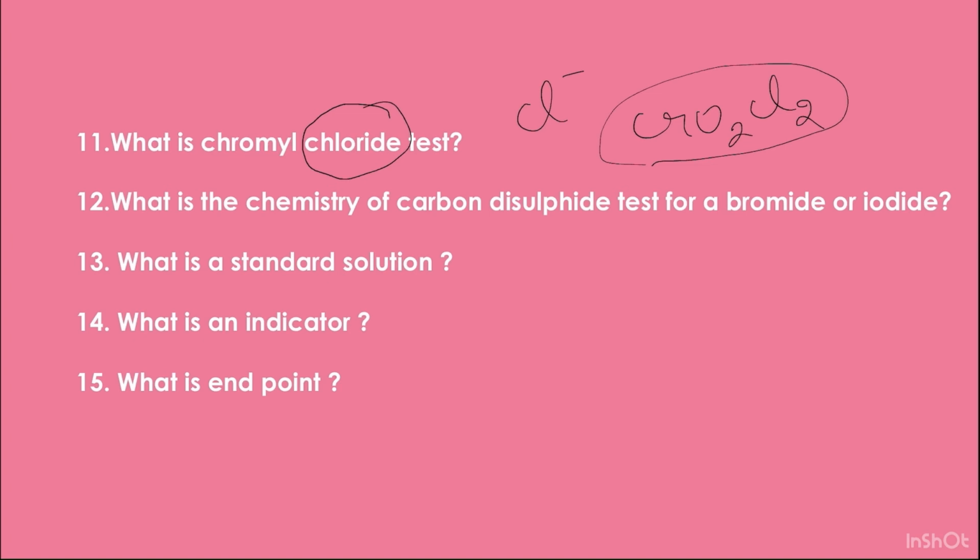This particular test is done for chloride. You should know the chemistry behind it. But generally, we avoid this test practically if we have a choice of doing another confirmatory test. आपको salt में एक preliminary और एक confirmatory करना होता है. So it's better to choose silver nitrate test to avoid any other kind of confusion.